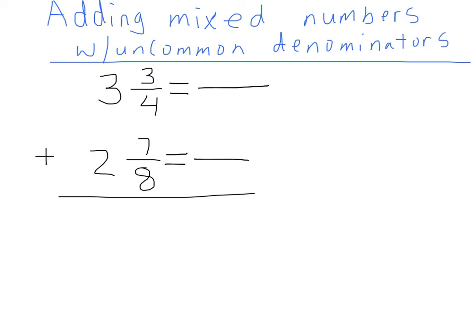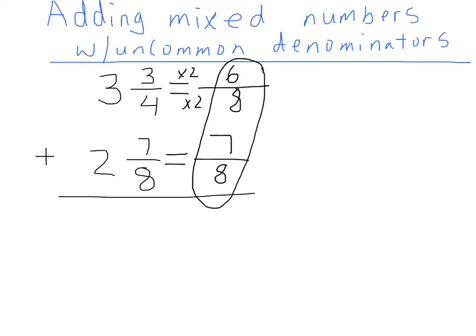And if I know my multiplication facts, I know that 8 is equivalent, so I can keep that the same, and I can make this an 8. 4 times 2 equals 8, so 3 times 2 equals 6. Now I have my new problem, which is this right here, 6/8 plus 7/8.